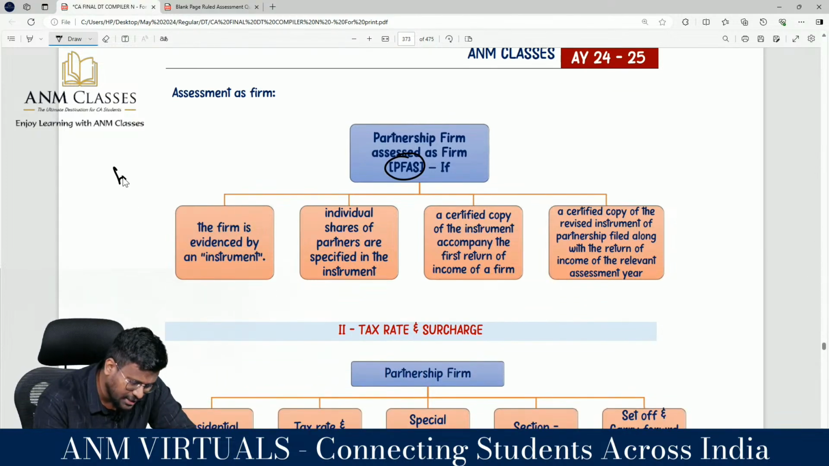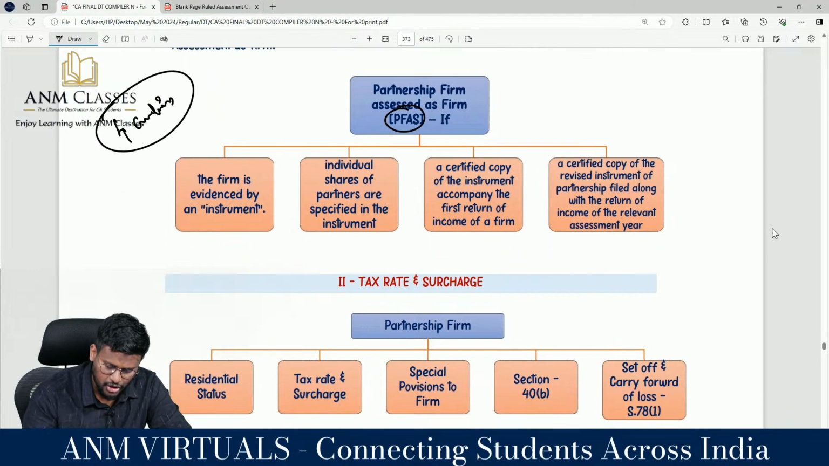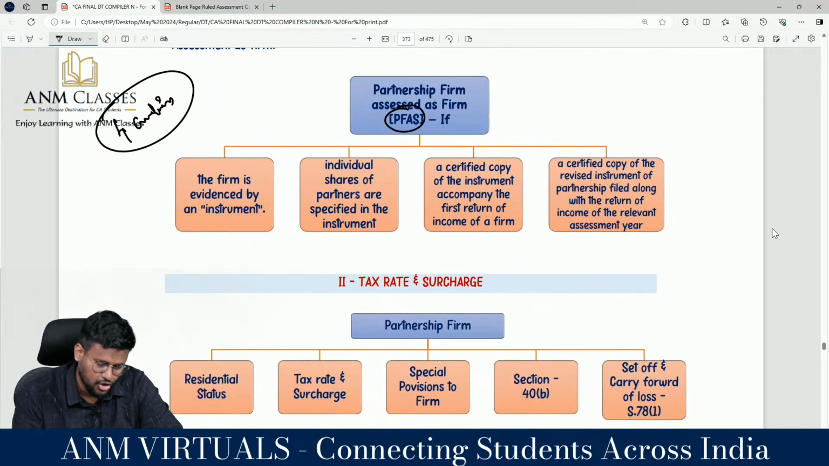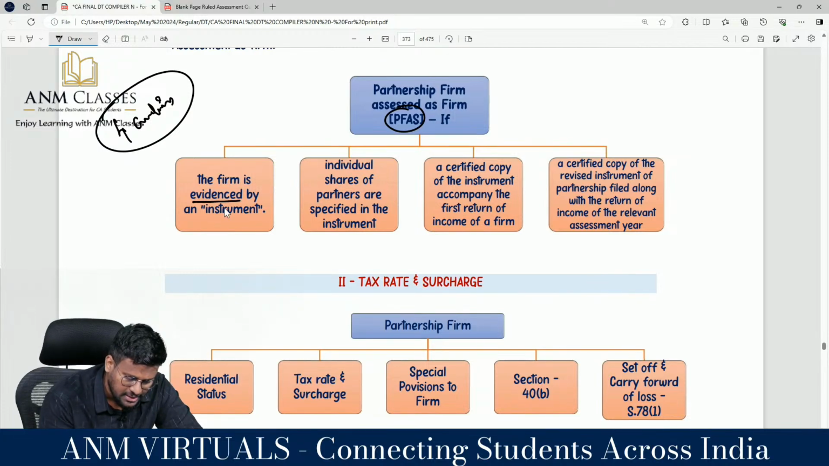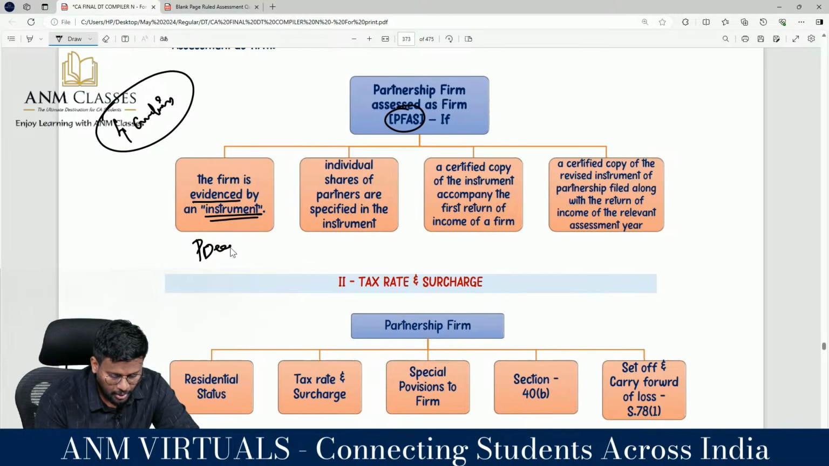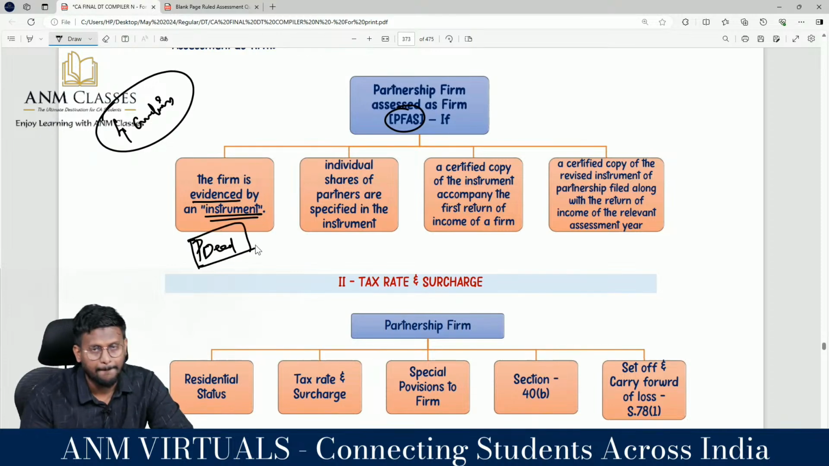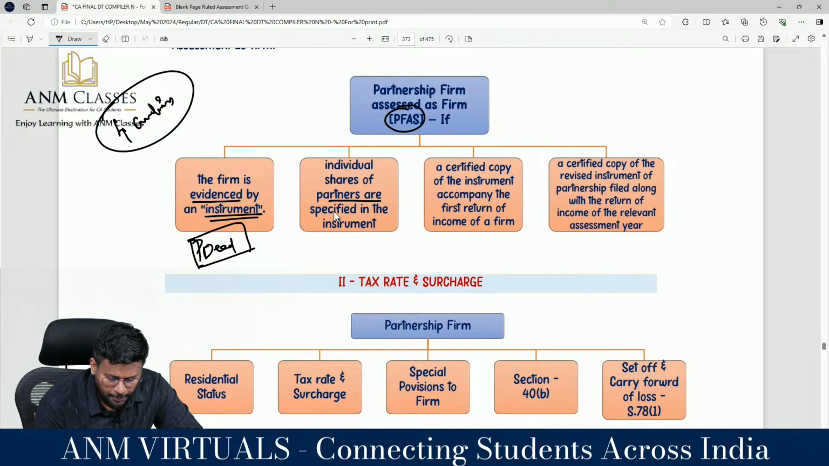If the 4 conditions are satisfied, then when doing the assessment, the partnership firm will be assessed as a partnership firm. Number 1, the firm is evidenced by an instrument. There should be a partnership deed. Individual shares of the partners are specified in the instrument. For example, A, B, C, D are there.